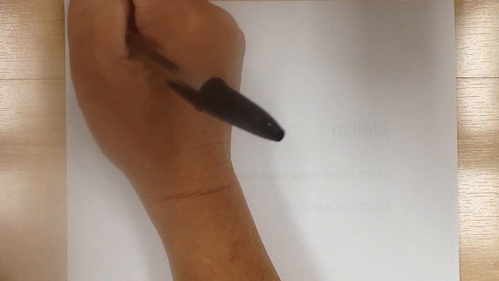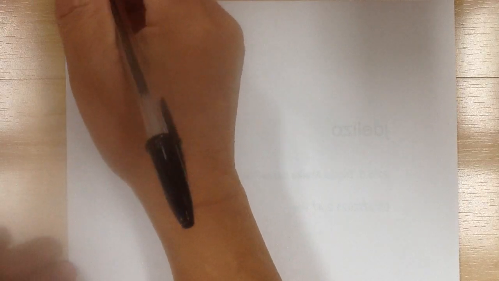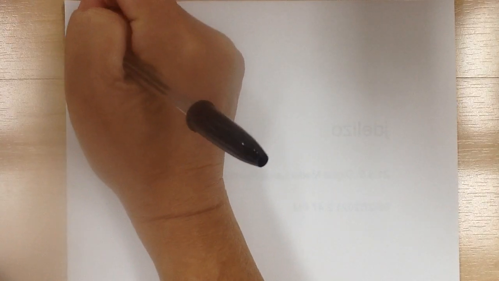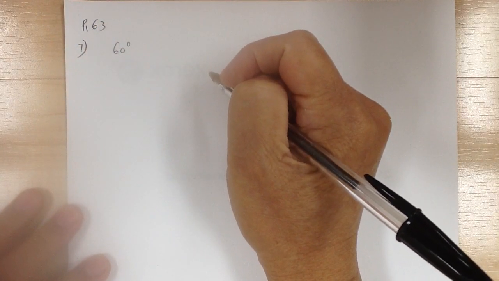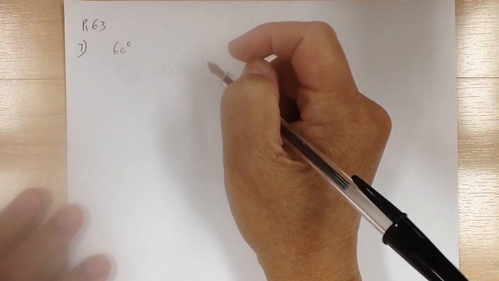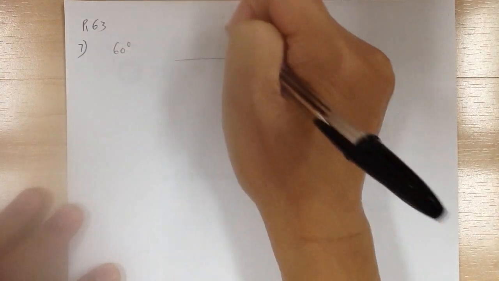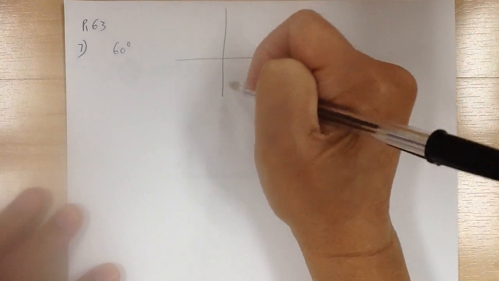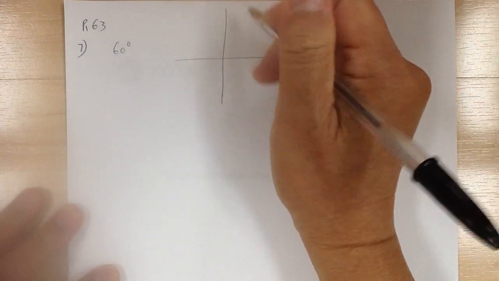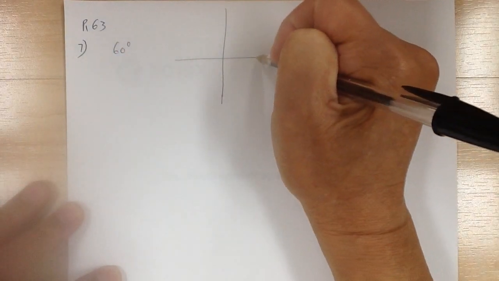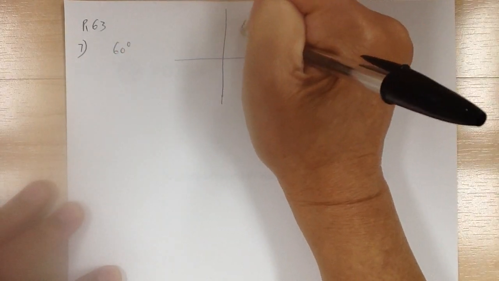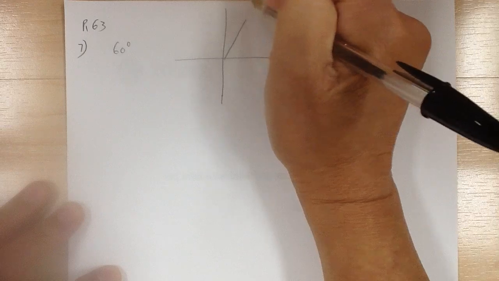Let's go to page 63 and start with number 7. Yes, number 7, you have 60 degrees, and it asks you to sketch each angle in a standard position. Okay, so if you think about the clock, each number on the clock is 30 degrees. So 60 degrees would be 2 numbers. So you go up 2 numbers, would be right over here. So it's going to be at 1 o'clock position.